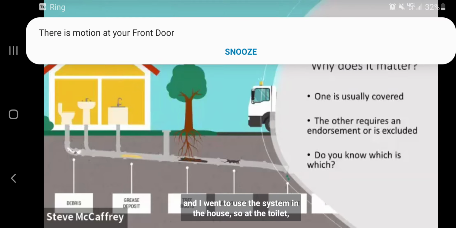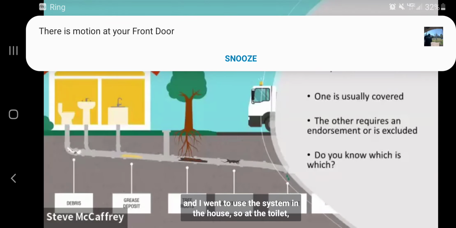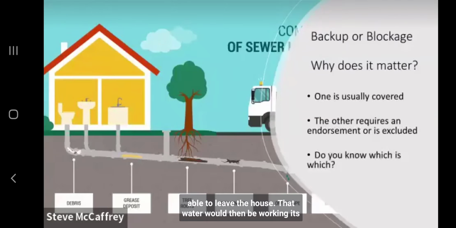And I went to use the system in the house. So at the toilet, the sink, the shower, the vanity, that water would not be able to leave the house. That water would then be working its way back, but actually not backing up. It's just filling up and eventually overflowing out of a low plumbing device. So if there is a blockage and it can be cleared by a plumber, that is a covered loss as an overflow. It actually doesn't back up, it just can't get out. It's not running backwards, it's just filling that pipe up.